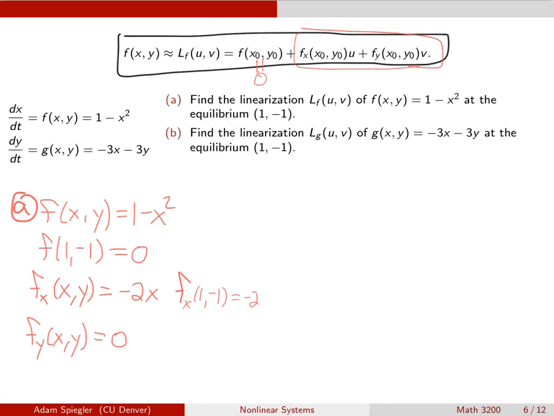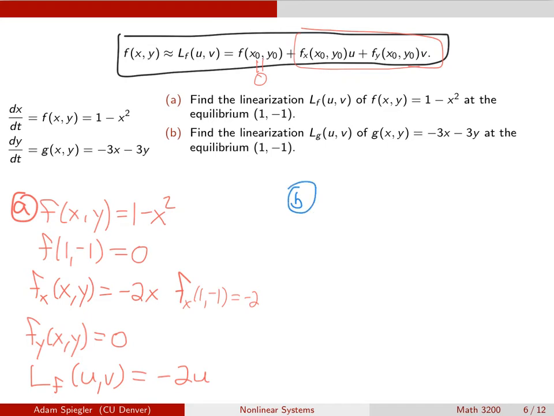So therefore, our linearization of f, okay, the value of f at (1, -1) was 0. So that first part is 0. And then we're going to have the partial of f with respect to x gave us -2 times u. And then we have the partial with respect to y is 0. So that would be the linearization of the function f at the point (1, -1). And let's do the same for g.